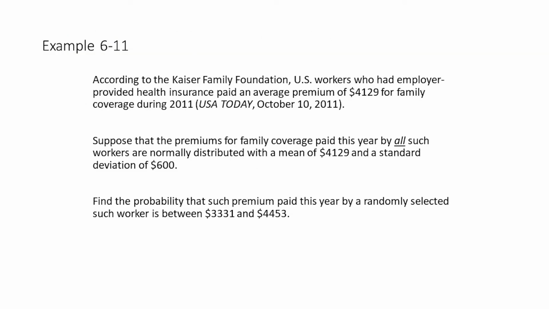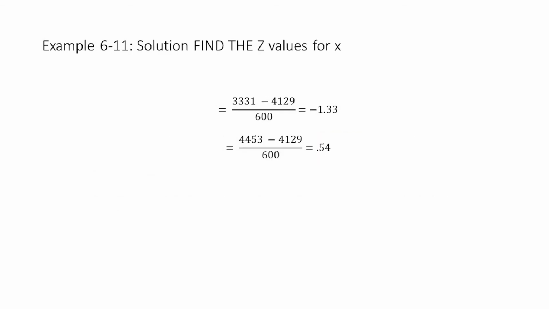Let's do an example. According to the Kaiser Family Foundation, U.S. workers who had employer-provided health insurance paid an average premium of $4,129 for family coverage during 2011. Suppose that premiums for family coverage paid this year by all such workers were normally distributed with a mean of $4,129 and a standard deviation of $600. Find the probability that such a premium paid this year by a randomly selected such worker is between $3,331 and $4,453. The first step is to plug in the values into the Z transformation formula.